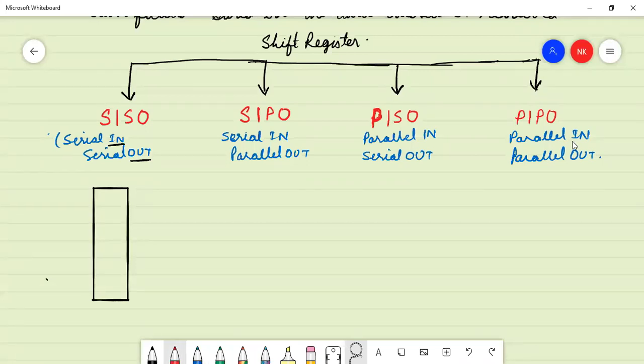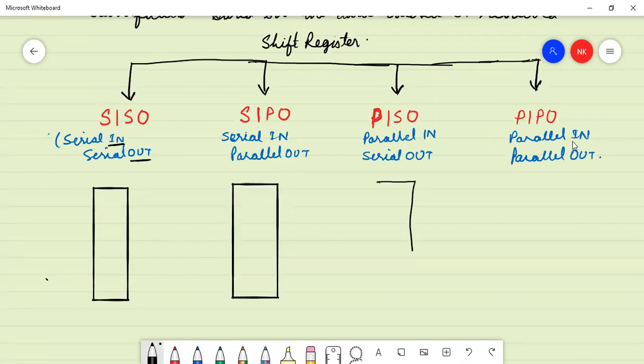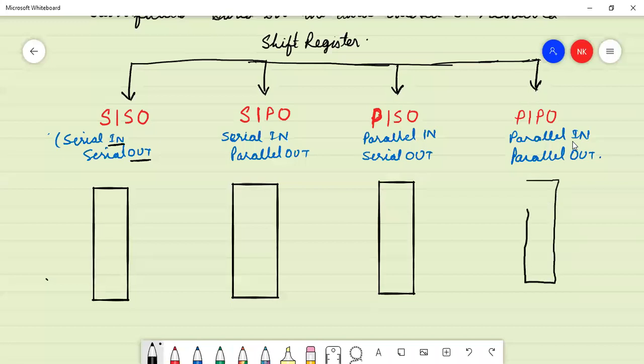Okay, so I am simply drawing a block in which I will show 4 flip-flops. Here I have drawn a block which consists of 4 flip-flops. So it will have 1, 2, 3, and 4.